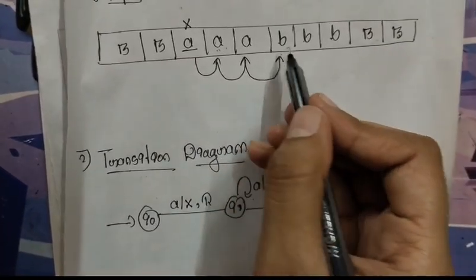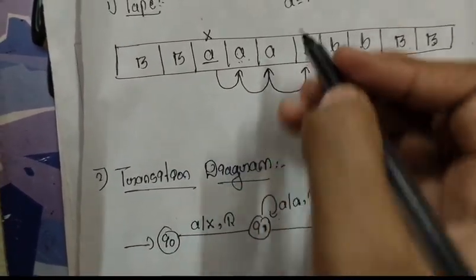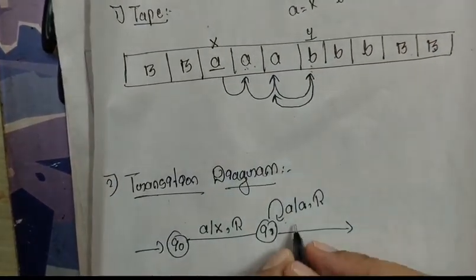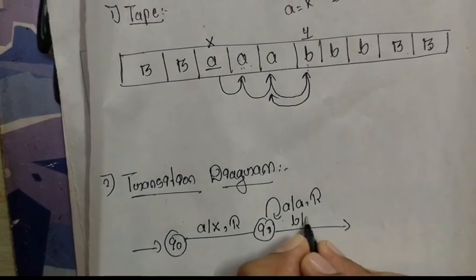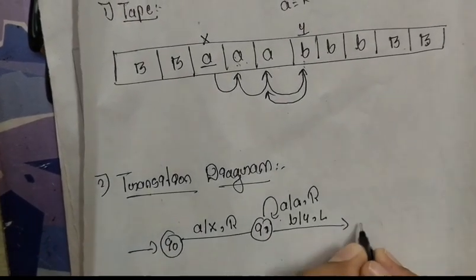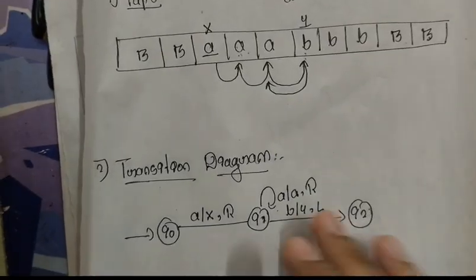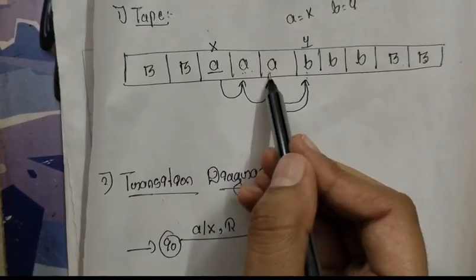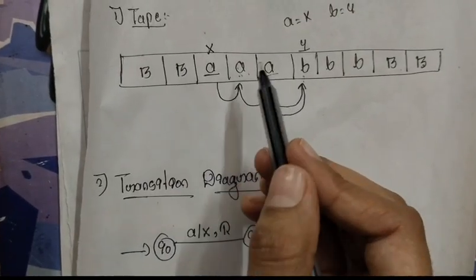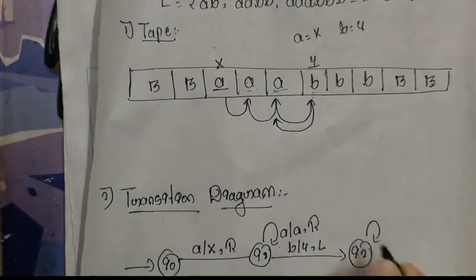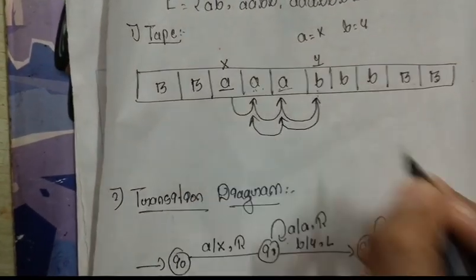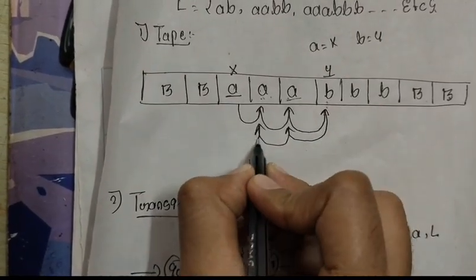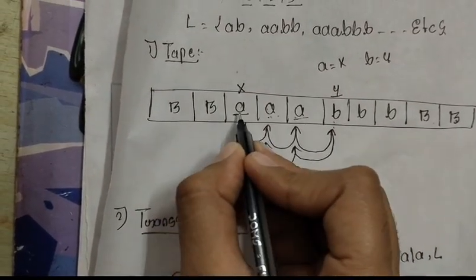When we reach B, the B is replaced with Y and we move towards the left, that is B to Y, left. Then we finally reach the q2 state. In the q2 state, when we are on A, it is replaced with A and we move towards the left. Then we are reaching the q1 state.